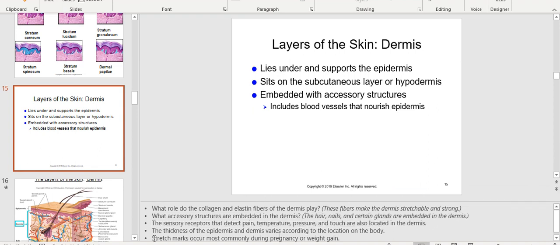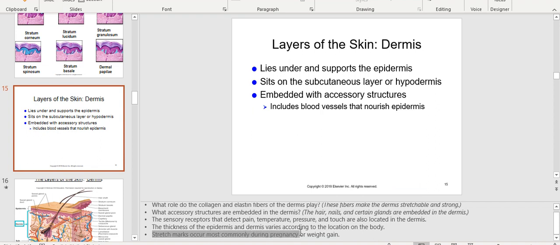Just little bits of information. Stretch marks occur most commonly during pregnancy or weight gain, and that happens there in the epidermis. So interesting to see, it even talks about sensory receptors there that detect pain. You've got nerves in this area now.